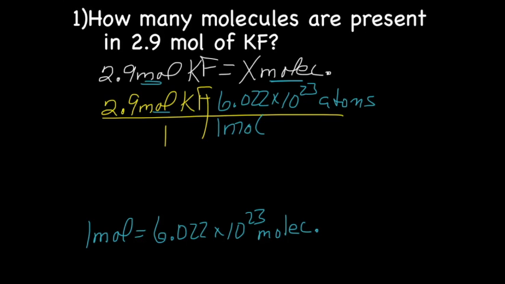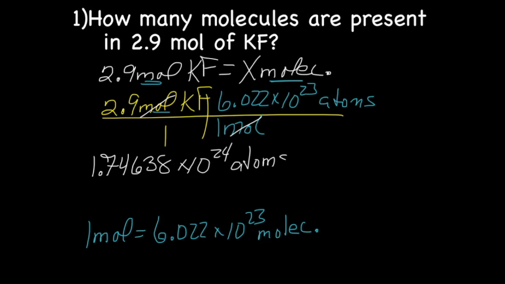Okay, I'm going to make a point to cross out my units to make sure I did it right. And from here I'm going to multiply across. And when I did that, I got 1.74638 times 10 to the 24th atoms. I'm bringing my units with me.